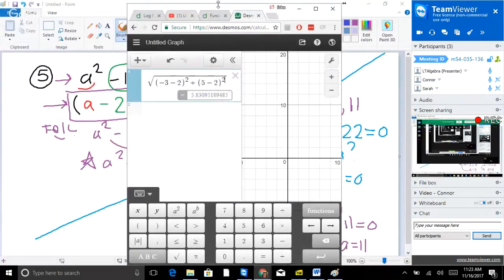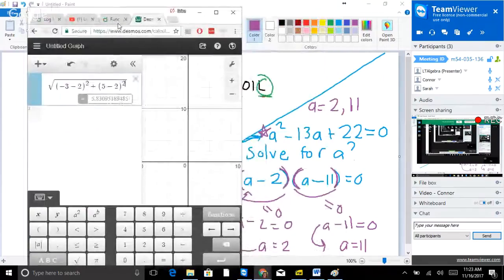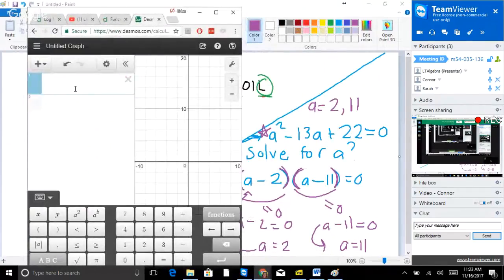All right. Sometimes you just got to plug it in. So 2 squared minus 13 times 2. Nope, see, I can't even type right. 13 times 2 plus 22 equals 0. Okay, or if I plug in 11, 11 squared minus 13 times 11 plus 22 equals 0. So those are my two answers.